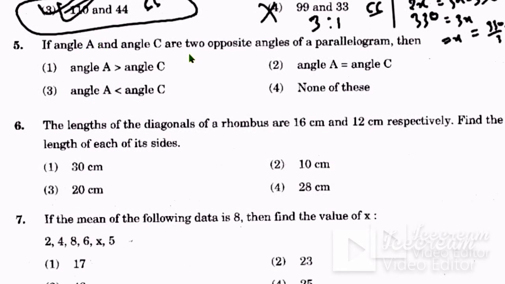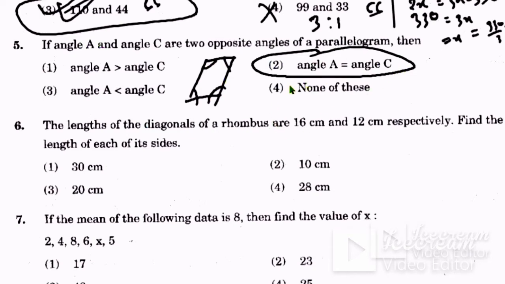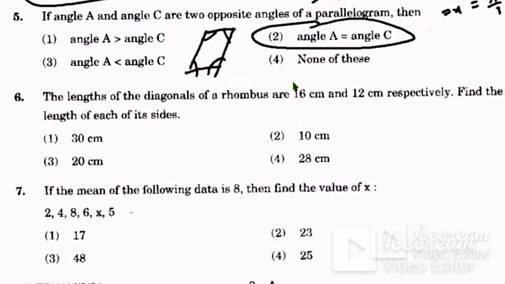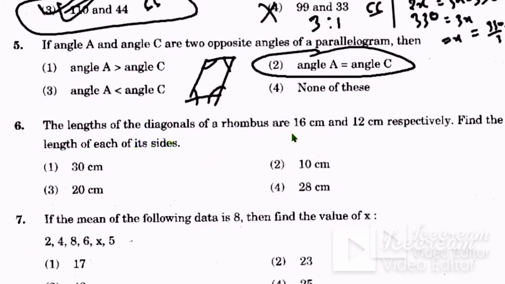If angle A and C are two opposite angles of a parallelogram, so in a parallelogram, you know opposite angles are always equal. So you can have this answer 2: angle A is equal to angle C. Very easy question. Now question number 6. The lengths of the diagonals of a rhombus are 16 centimeter and 12 centimeter. So this is a rhombus. All sides are equal in a rhombus. Opposite angles are equal.